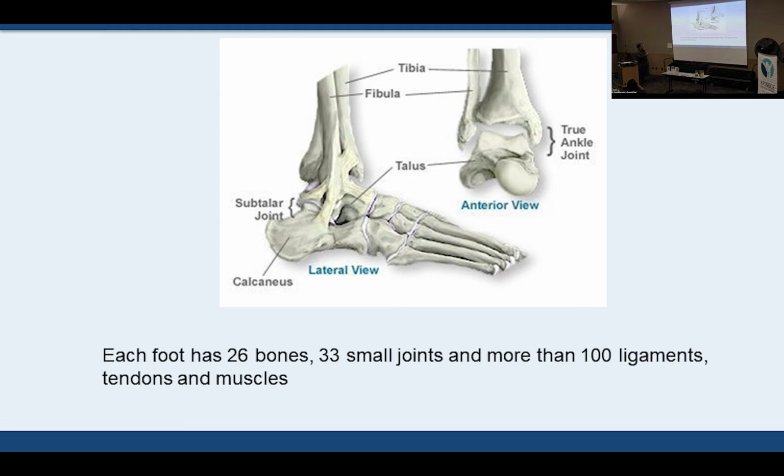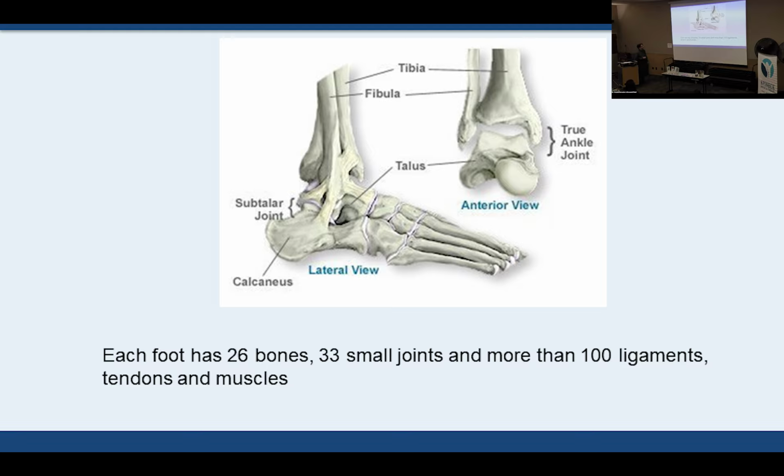Okay, so here we're looking at a model of the foot. The foot has 26 bones, 33 joints, and 100 ligaments, tendons, and muscles. That's quite a bit, actually. We're not going to go over every single one. That could take up to 4 years to learn all of it, every nook and cranny. So we're going to just touch bases on the foot, the ankle, and what we can do to help with it.